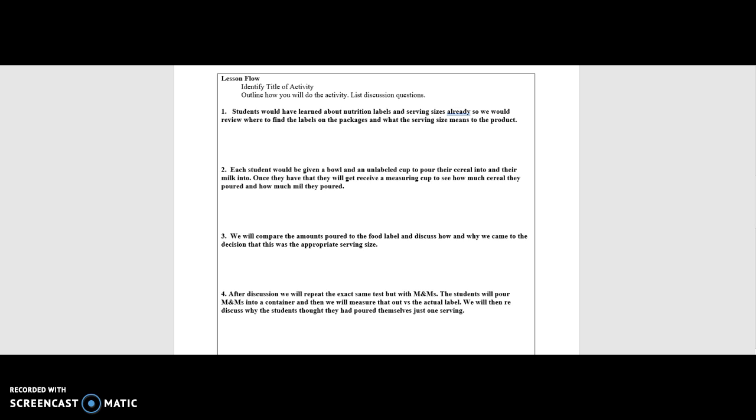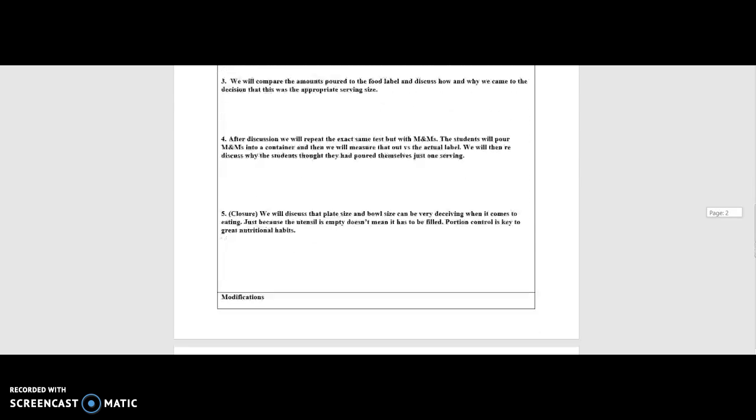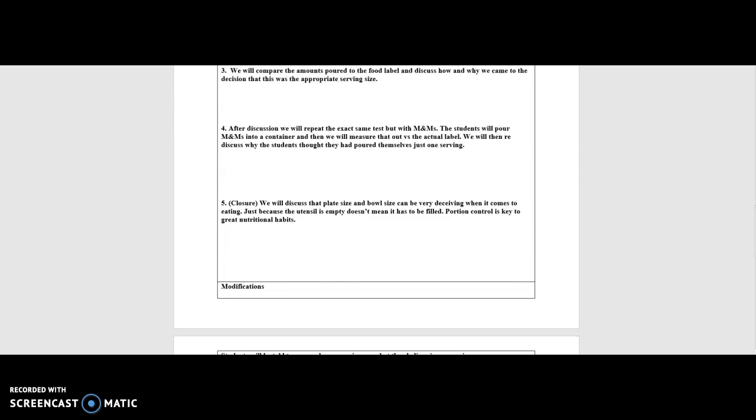and they're allowed to pour as much cereal and milk as they want into those. And then we would measure it against the amount that the serving size recommends. After we've done that, we will compare the amounts poured to the food label and discuss how we came to this decision. So this goes back to my assessment. I would want to know why the kids poured what they did and why they thought this would be the appropriate serving size.